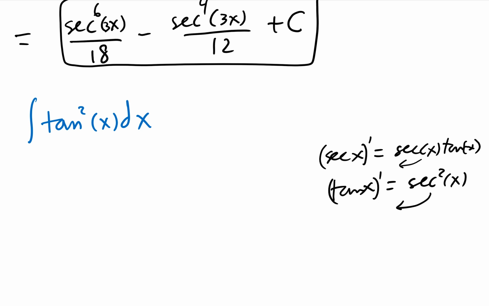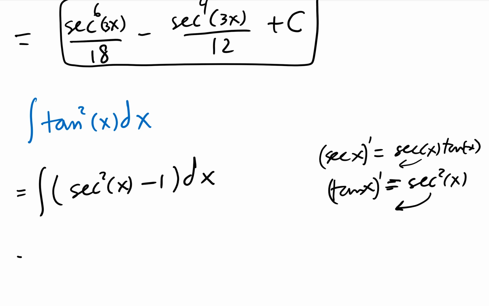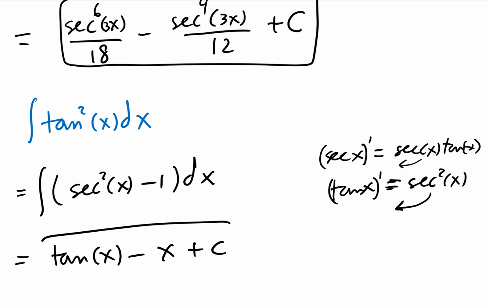Well, I don't know if I can get secant tan, but I know a relation between tangent square and secant square that we introduced at the beginning of this section that says I can replace tangent square with secant square minus 1. Why did I do that? Because if I know the secant square, I can find its antiderivative. So the antiderivative of secant square is tangent, and the antiderivative of 1 is x, and don't forget the plus c.